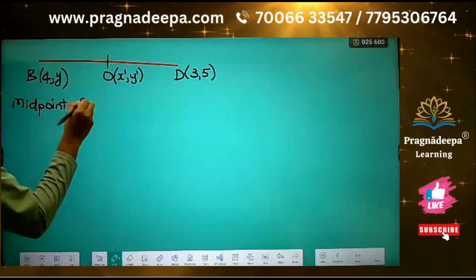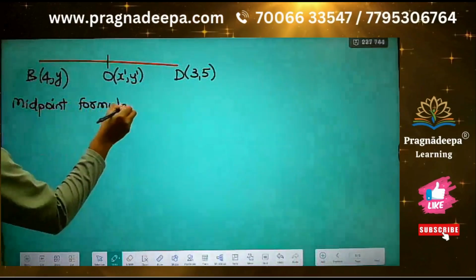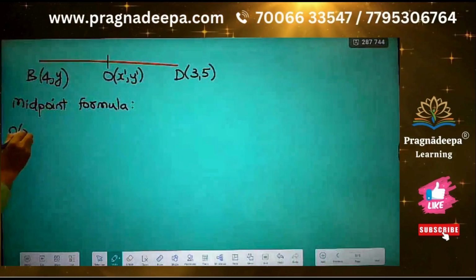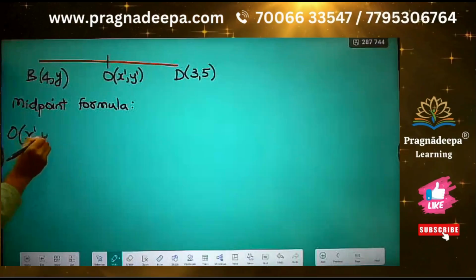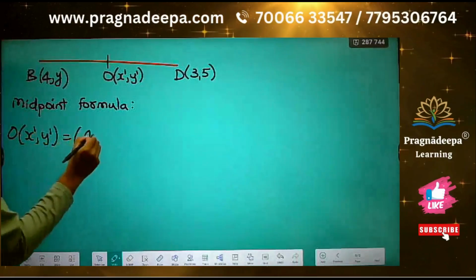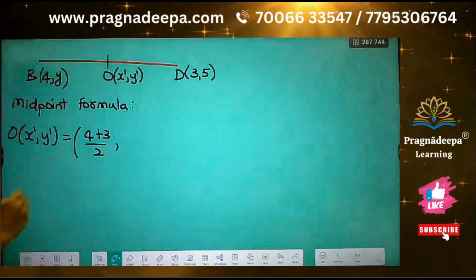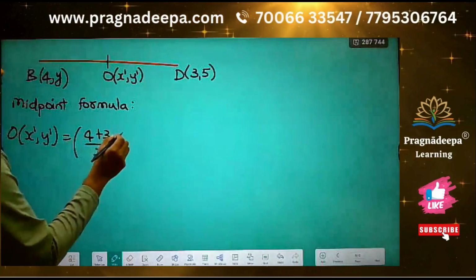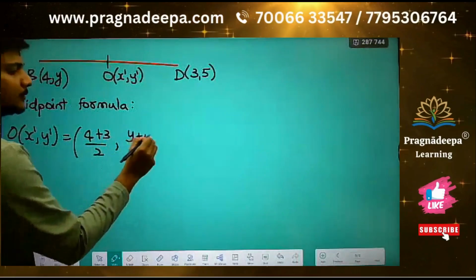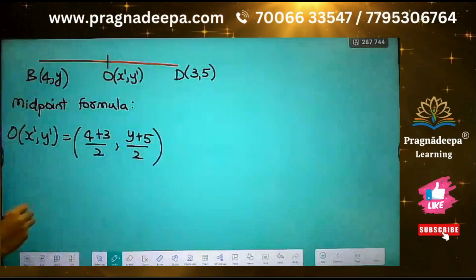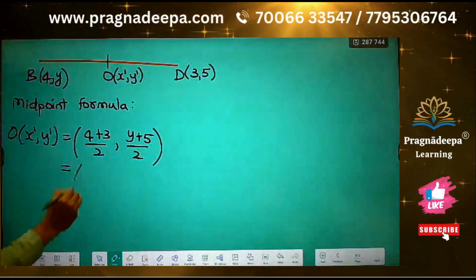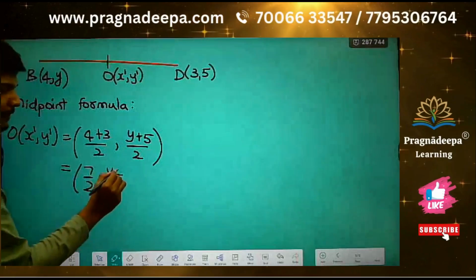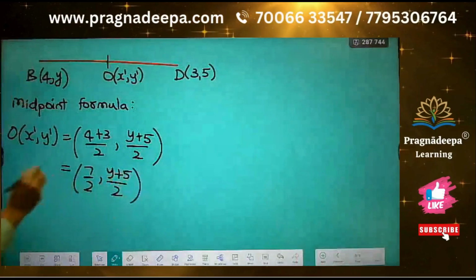So by midpoint formula, what happens? So coordinates of O will be 4 plus 3 divided by 2, y plus 5 divided by 2. So this is nothing but 7 by 2, y plus 5 divided by 2.